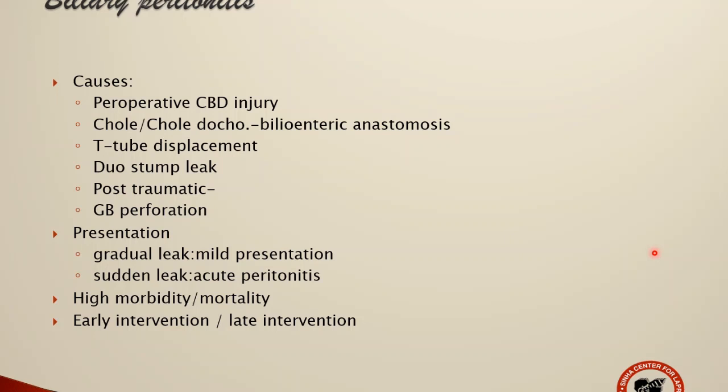The presentation would depend upon how the biliary leak has occurred, whether it has been a gradual leak in a mild form, or it has been a sudden explosive leak of a huge amount of bile. So in those patients, you can have acute peritonitis and gradual leak in a mild presentation. But the morbidity and mortality is very, very high in any kind of biliary peritonitis, especially if you have a generalized biliary peritonitis. Early intervention and late intervention, they got both pros and cons.